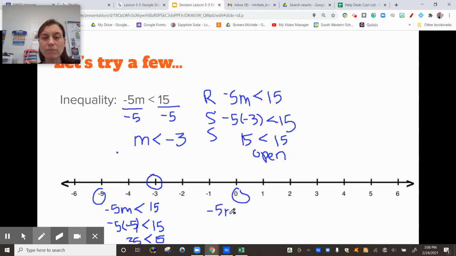-5m is less than 15. So -5 times 0. Is that less than 15?